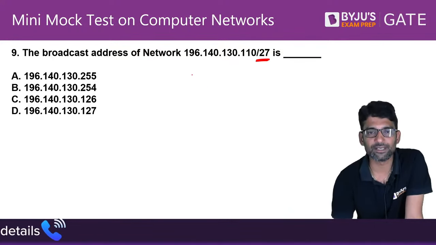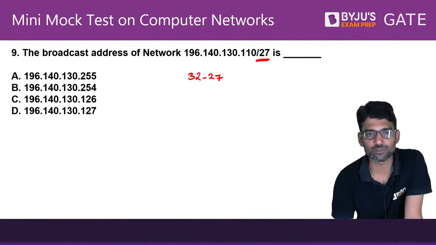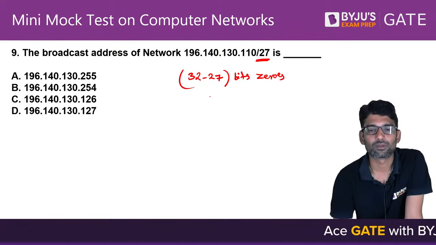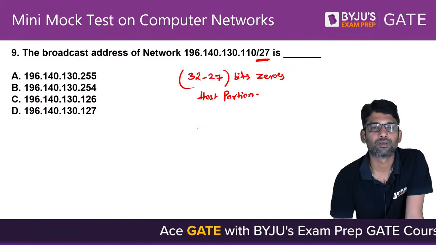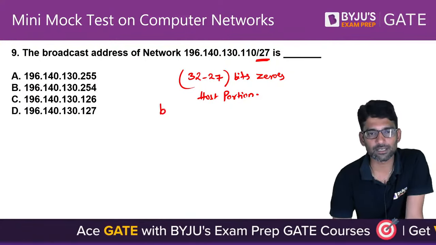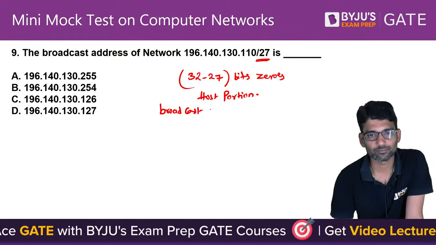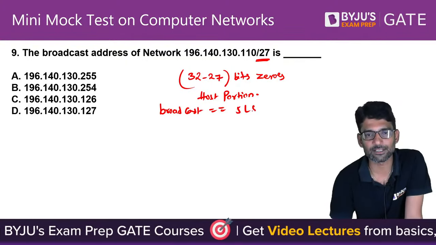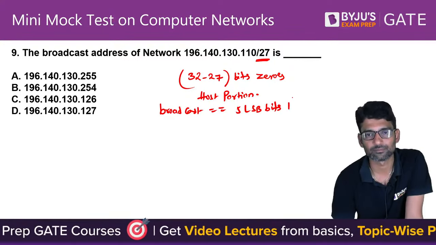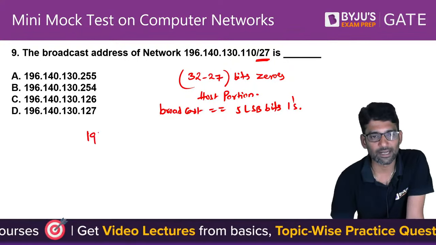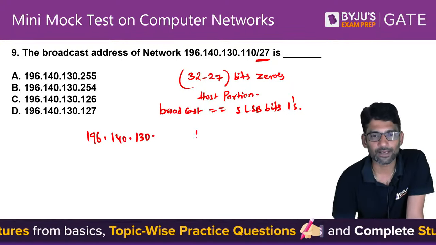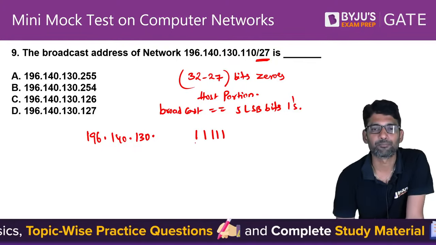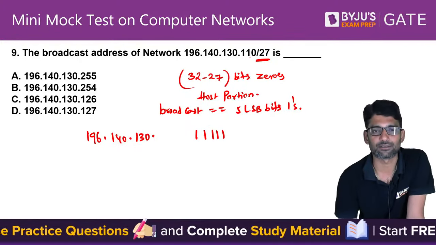Here 27 means 32 minus 27 bits zeros. This is the host portion, right? But the broadcast address means these 5 LSB bits must be ones. So 196.140.130, 5 LSB bits must be ones and previous bits should be as it is. So what is 110?